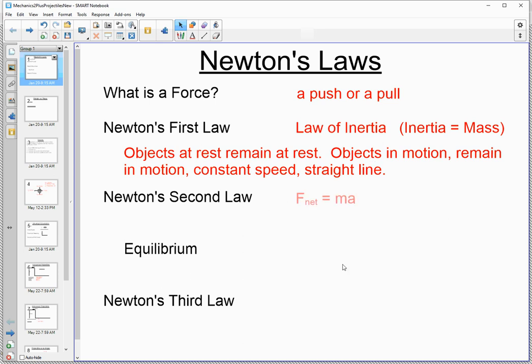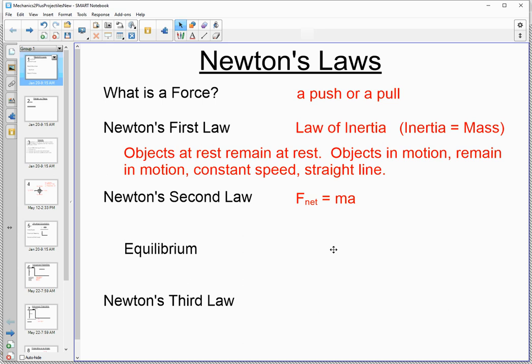Newton's second law is by far the most important of his laws, in my opinion. F net equals ma. Net forces cause an object to accelerate, not just a force, but a net force. Remember, we need a free body diagram to determine our net force, but all net forces lead to acceleration.